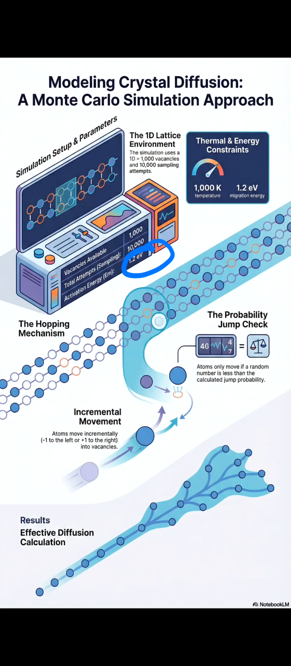The migration energy, the 1.2 eV, that's the barrier, right? Think of it as a hill. It's the physical energy barrier the atom has to overcome to squeeze past its neighbors and hop into that empty seat. It takes actual work. And the temperature, the 1,000 Kelvin, that provides the fuel to get over the hill.